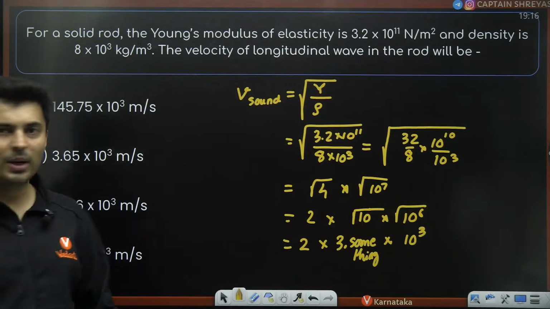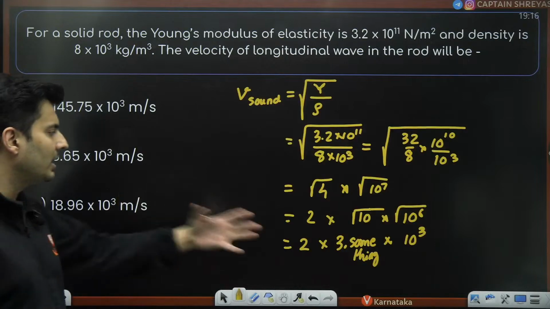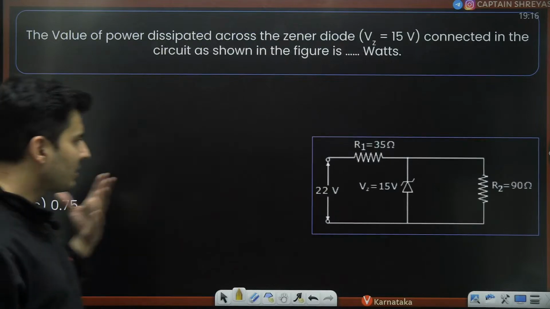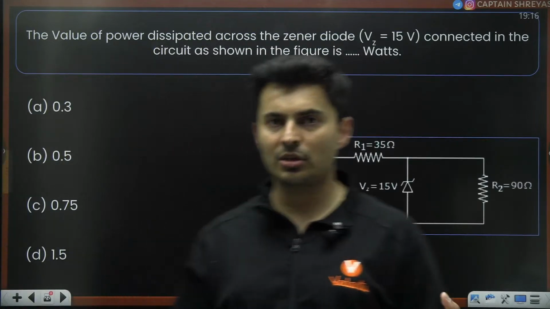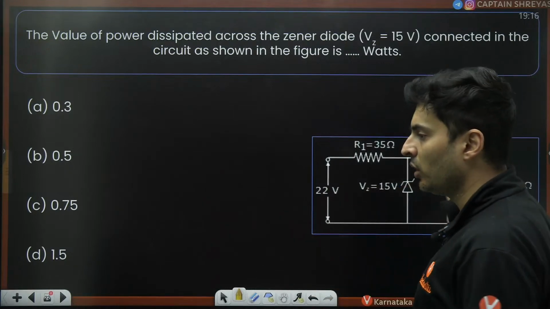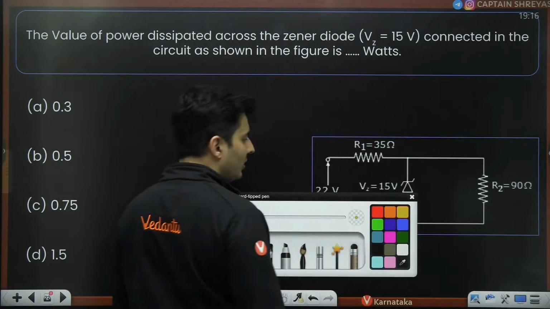Is that clear how we went to the calculation part? We have completely avoided it, because there is no need, you can just eliminate. These tricks you can use in the examination also. Now, this kind of circuit is a most common model which you will see in most of the JEE questions. Okay, so how do you solve this?